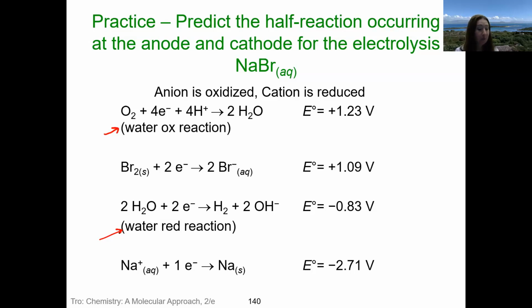I want to know what's the anode reaction and what's the cathode reaction, and it's for the electrolysis of NaBr(aq), which means it could be Na and water, it could be Br and water. You get to choose. So try this, and then we'll go over it in just a minute.